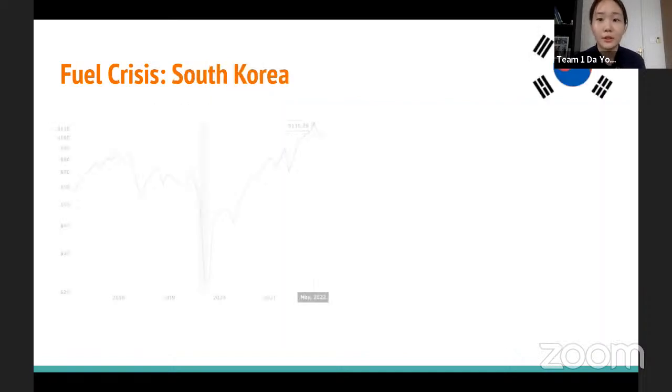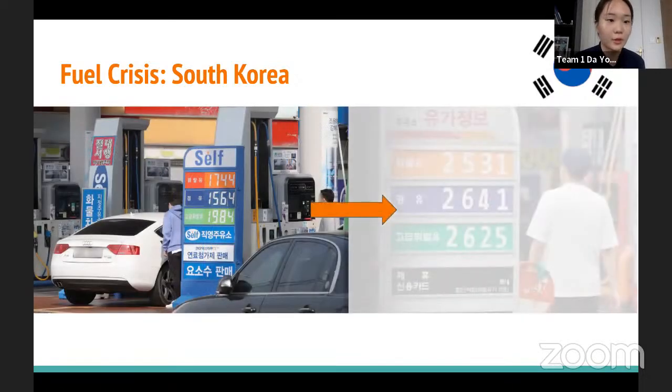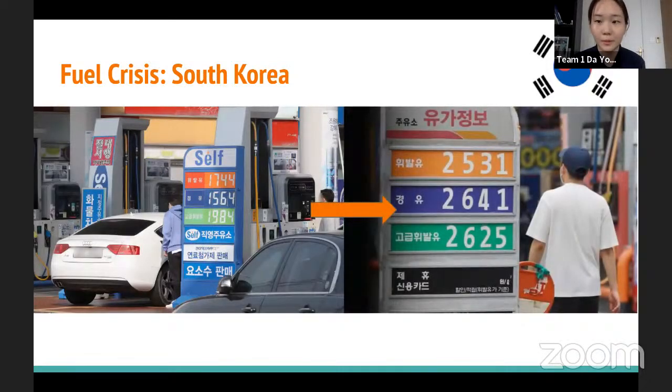South Korea is a country that relies 100% on imports for oil and gas. After the Ukraine war, the global crude oil price has hit a record high of $116 per barrel. As you can see, the gas prices have risen greatly from before and after the war. To deal with this increased fuel price, the Korean government has lowered the fuel tax by 37%, which is the maximum decrease possible under the law.